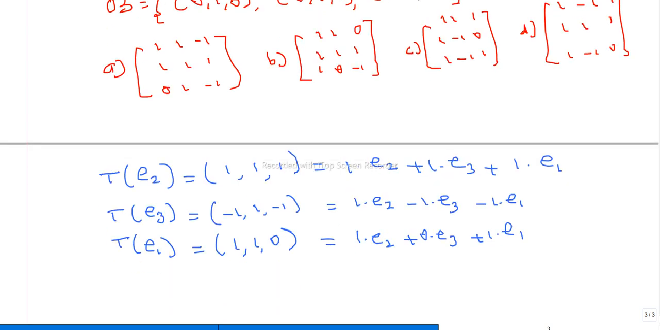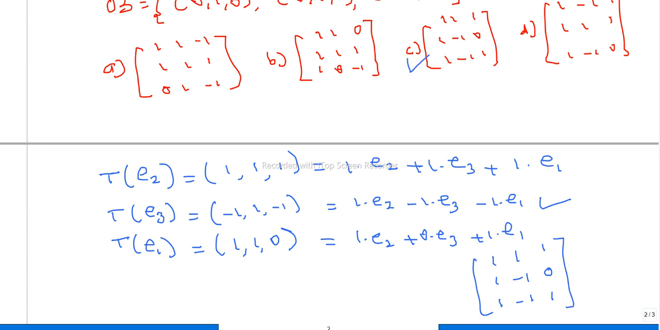Now we can write this as a column vector. Look at the first: 1 1 1, everything is 1 1 1. Then the second equation's coefficients are 1, minus 1, minus 1, and the third one is 1, 0, 1. Look at the third option, C, you will get this matrix. Okay, so that is the answer.